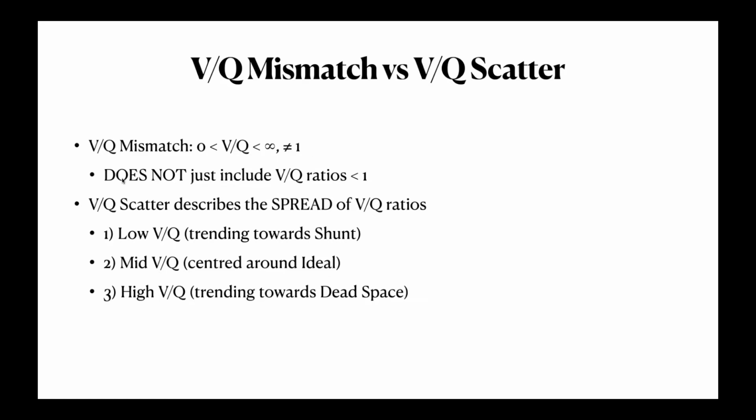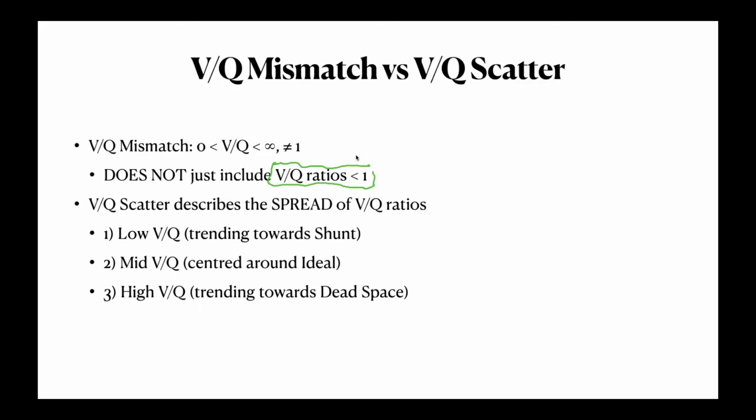Now, the thing to note is that VQ mismatch does not just include VQ ratios less than 1. All right. I think there are some internet sources out there which talk about VQ ratios less than 1. I think that is probably more clinically relevant, but when textbooks talk about VQ ratios, it's not just less than 1. It can also be more than 1, which means that it's trending towards alveolar dead space.